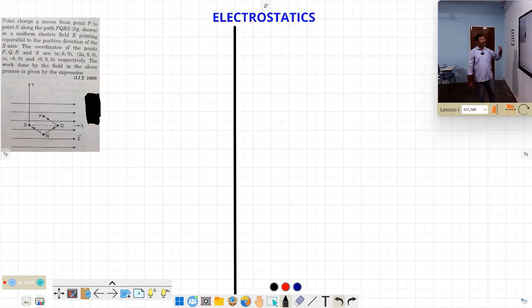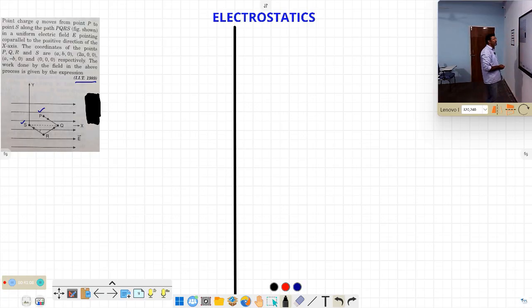Now, this is the question. Already we have done one model of problem here. One more. This was given in the previous IIT 1989 question, so most of the books you can find this question. A point charge Q moves from a point P to S. This is the point P. This is the point S.